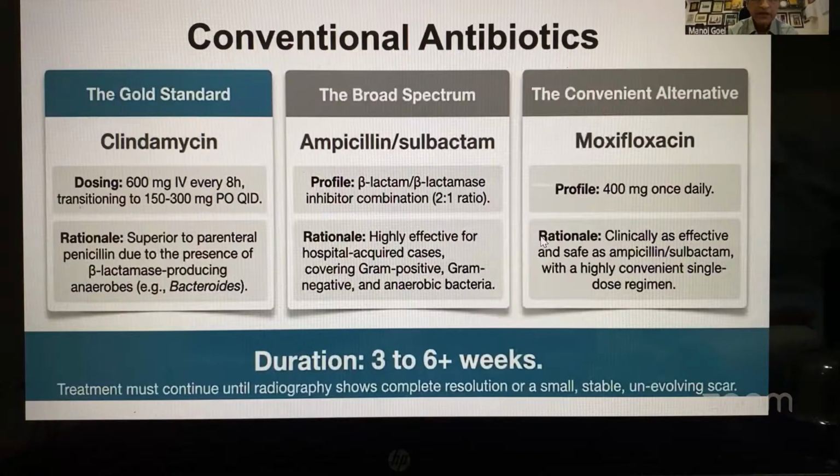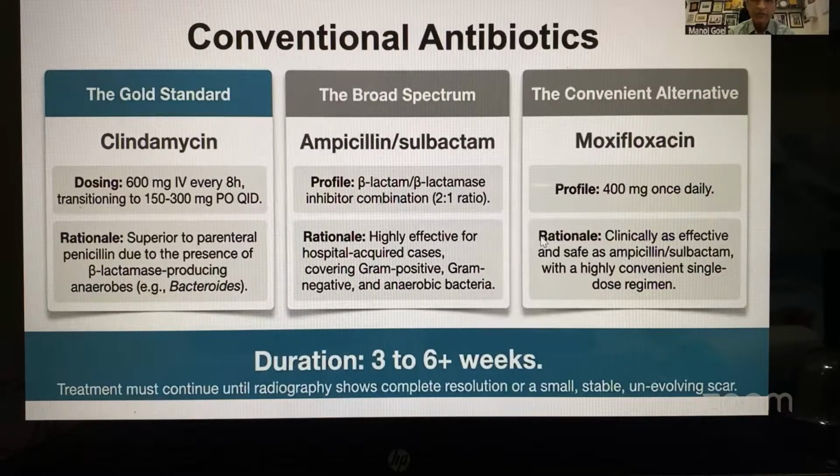Coming to the conventional antibiotics, clindamycin remains the gold standard. It is supposed to be superior to penicillin because of its effect on the beta-lactamase producing anaerobes, especially the Bacteroides. The dose is 600 milligram IV 8 hourly initially, and then we can de-escalate to the oral dose of 300 milligram QID for a few days or few weeks later on. The ampicillin and sulbactam is the traditional broad-spectrum antibiotic which is used in these patients.